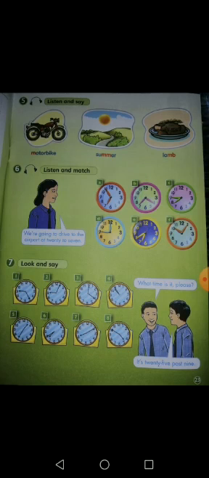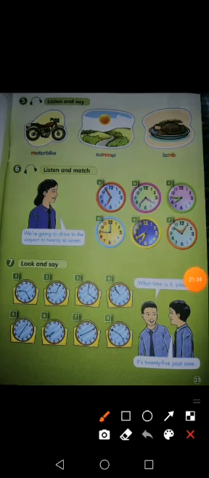So please listen again. Pupils Book, Page 23. Unit 5, Exercise 5. Listen and say. Motorbike. Summer. Lamb.